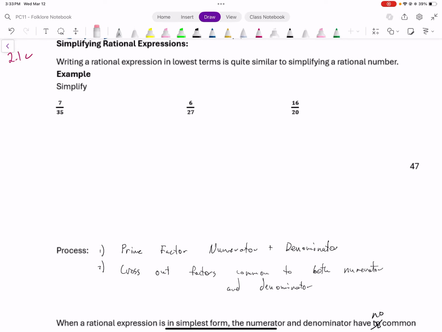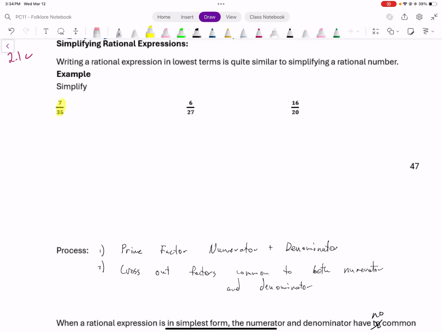Simplifying rational expressions. Again, we are going to be taking a look at rational numbers to help us out with our understanding of rational expressions. So we are going to be writing rational expressions in lowest terms. So we're just going to say simplify.